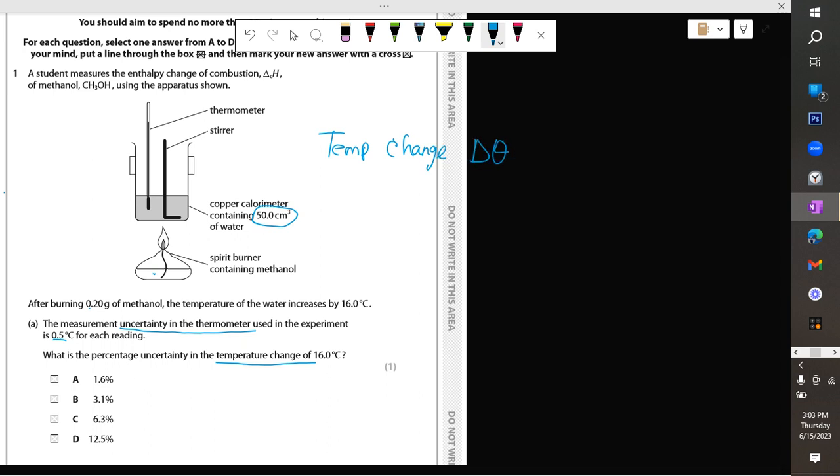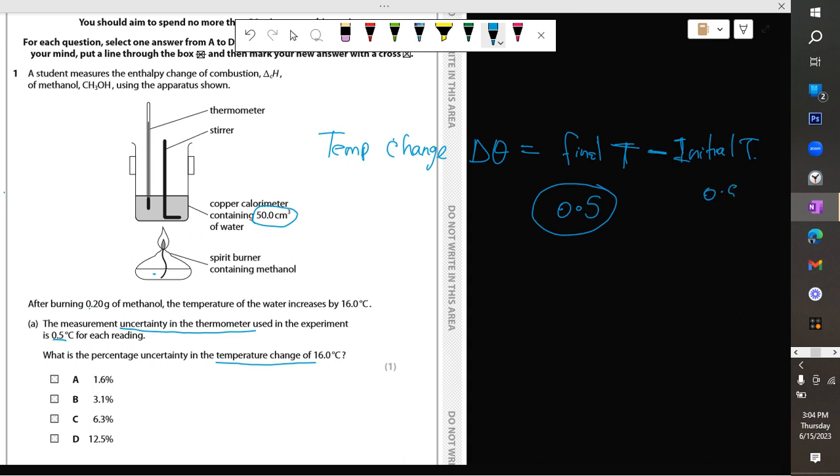Delta theta is equal to final temperature minus initial temperature. When you read the thermometer one time, there is a 0.5 error. To take the temperature change, you have to read the thermometer twice. To take the final temperature, you will read it once. To take the initial temperature, you will read it another time.